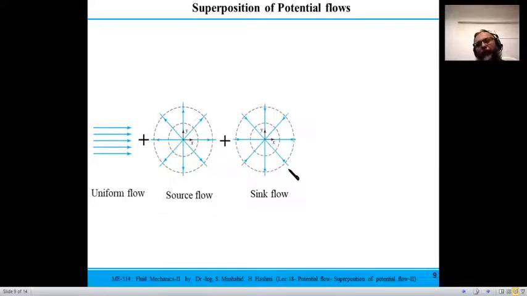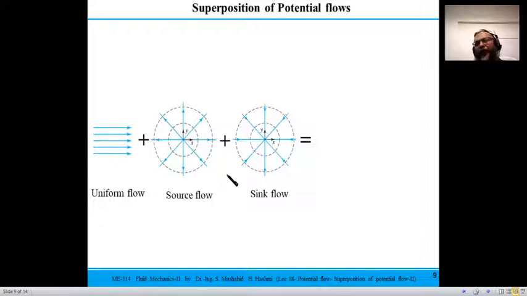So can you imagine what the resulting pattern will be when you combine uniform flow with the source flow? Keep in mind, we have already done this earlier, because fluid is coming from this direction, and fluid is coming in the radial direction, and they cancel out. So this would be something combining these. We have already learned that it is sort of a half body.